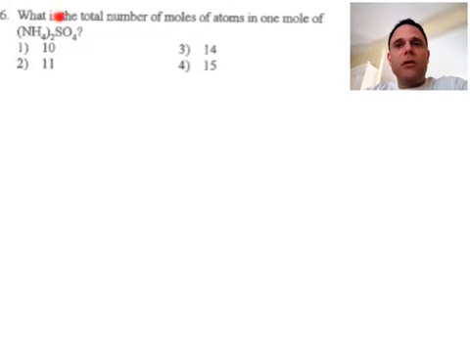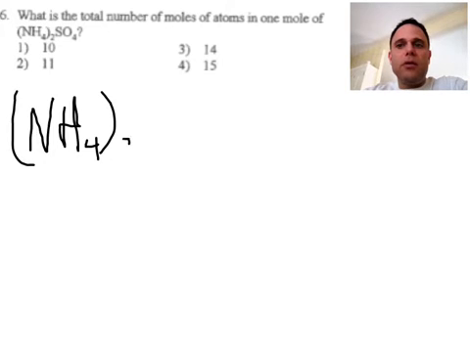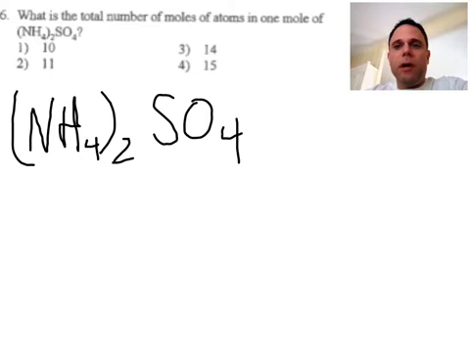Question 6 reads, what is the total number of moles of atoms in 1 mole of (NH4)2SO4? For this one I would like to rewrite it, (NH4)2SO4, and break it down one by one. Nitrogen. How many moles of nitrogen are present? Inside the parentheses there is 1 mole of nitrogen, which is then affected by the 2 outside the parentheses, multiplying it by 2. So we have 2 nitrogens.